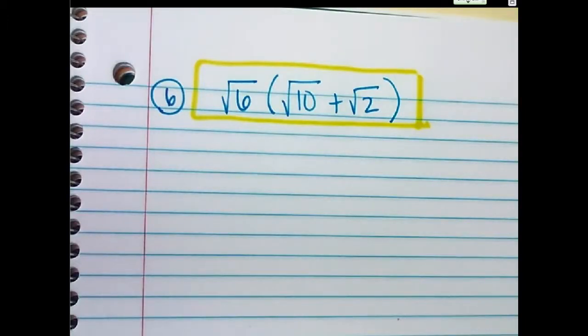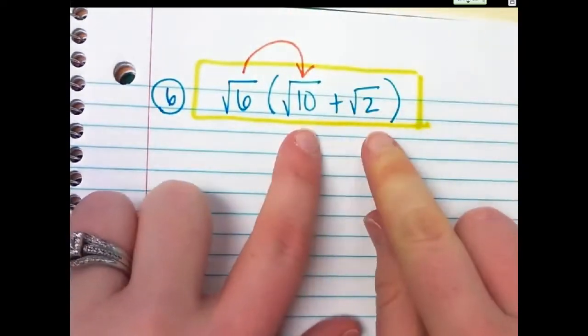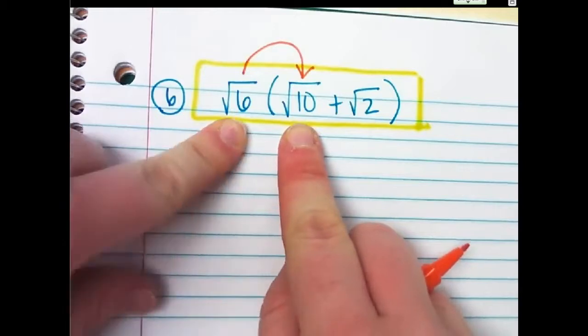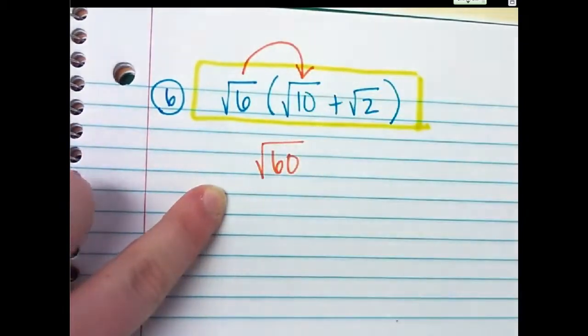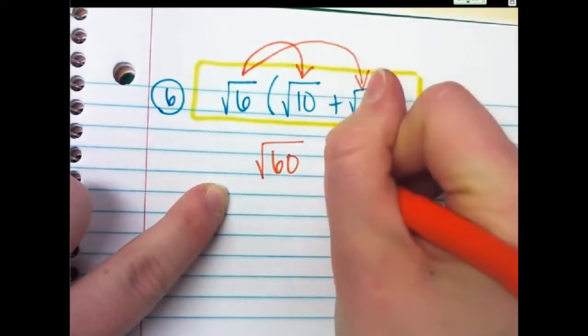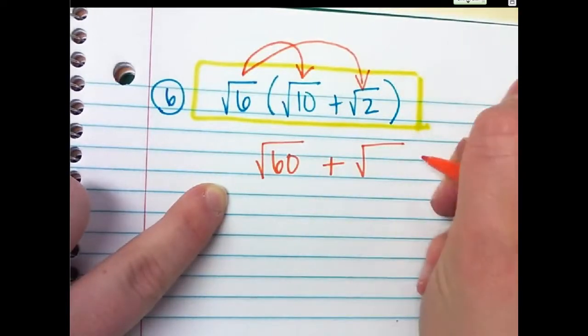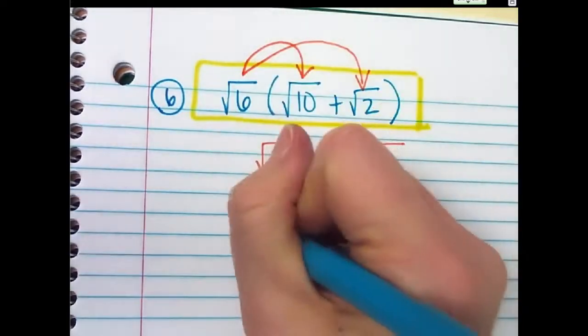Okay, so just like a normal distributing, I'm going to distribute the square root 6 to the first term. There's only 2 terms here. When I multiply these two together, what do I get? Square root 60, because they're both under the radicals. Then I multiply it to this one, so plus square root what? 12. And we just did the 60. 4 and 15.